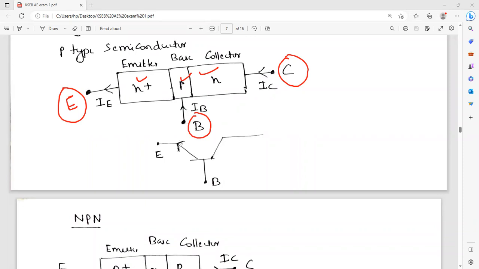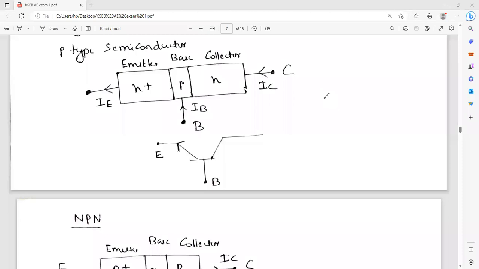we can say that the direction is away from the emitter terminal. If you see this kind of symbol, sometimes they may give the symbol and ask you to identify what type of transistor this is. So check the symbol. If the emitter current is outward, then obviously it is an NPN type transistor. Hope it is clear to everybody.